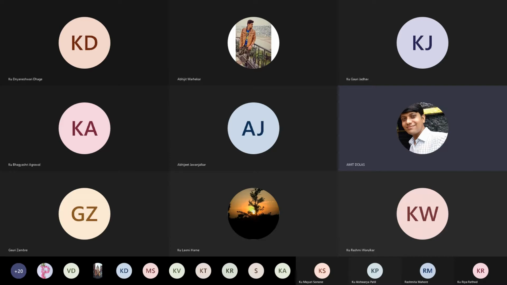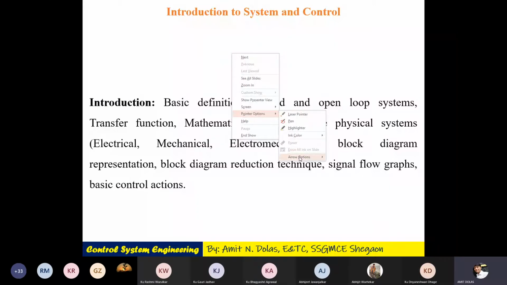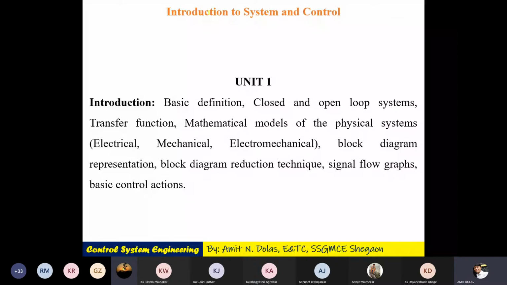Is screen visible? I have a syllabus of first unit on my screen. Is it visible to you? Yes, sir. Introduction to system and control. Unit number 1. Anybody who has not seen this on their device? Yes, sir, now visible. Everybody else? Okay. Today the Teams software seems to be somewhat slower at my end. So maybe the PPT reflected at your end may be somewhat delayed.